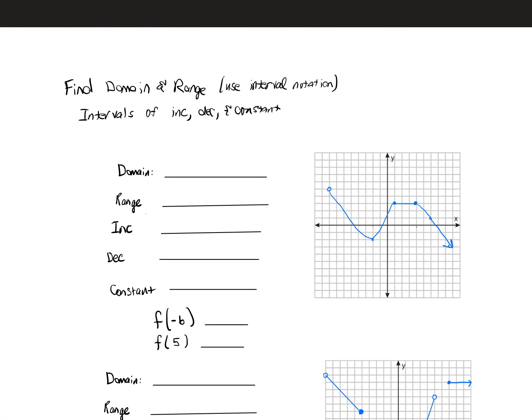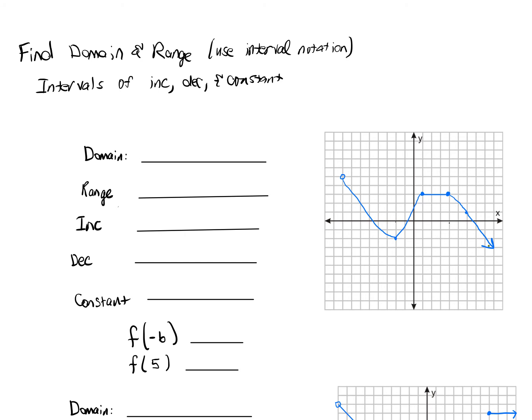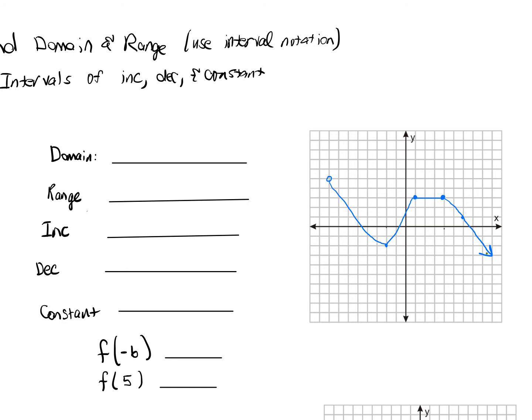For the last page within your notes, you're doing the same thing that you just did. With some of these, you are finding f of something as well. So for the first one here, looking at this function that's drawn on the coordinate plane, what is your domain? What are the x values that are being covered? What's your lowest one? -8. What's your highest one? Infinity.